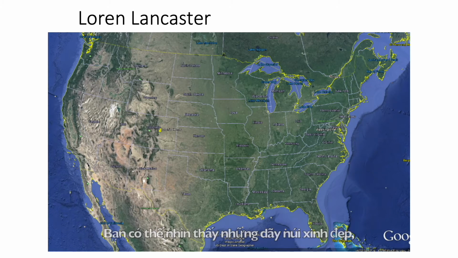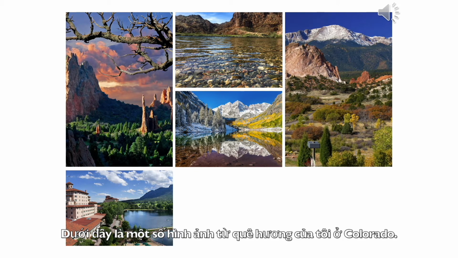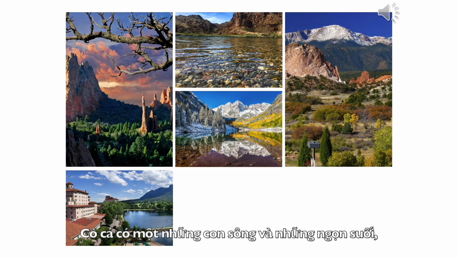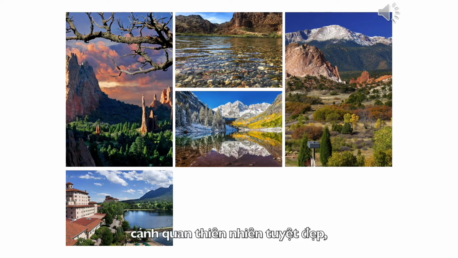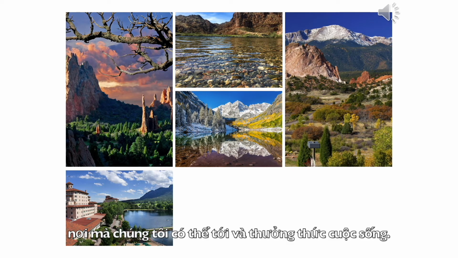There are some very beautiful, very rugged, very tall mountains to the left of the yellow dot. And to the right, there are flat plains that are relatively uninteresting compared to the mountains. It's a very beautiful state and a fun place for travelers to visit. Here are some pictures from where I come from in Colorado. You can see there are nearby mountains that are just incredibly beautiful, and we have streams and rivers, beautiful natural landscapes, and of course we have internationally famous resorts where we can enjoy living.